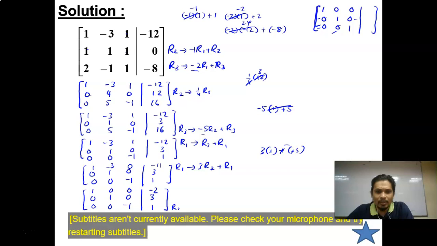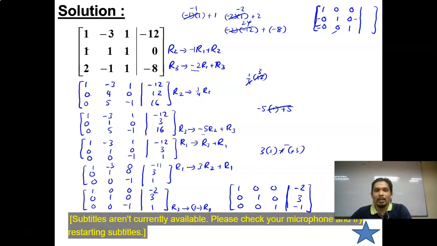So the new R3 is negative 1 multiplied by R3. We already got 0, 1, 0, 0, 0, 1, 0, 0, 0, negative 1. So we get 1, 0, 0, negative 2, 0, 1, 0, 3, and 0, 0, 1. Negative 1 times 1 is negative 1. Class, so this is it.